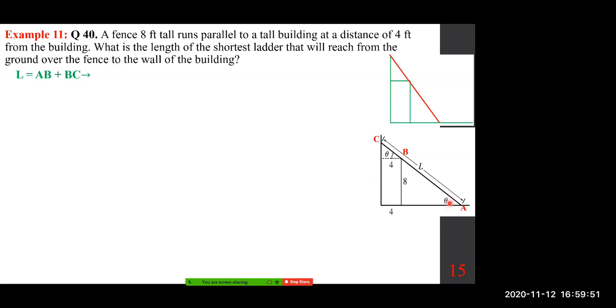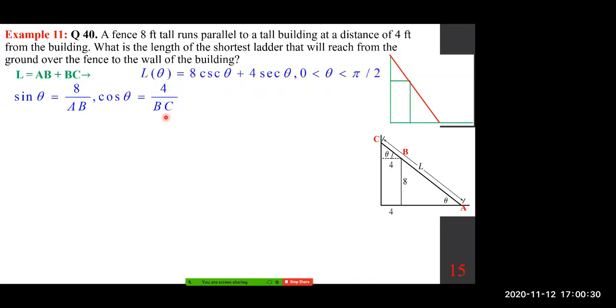If you look at this one, I hope you see that sine theta is the opposite, which is 8, over the hypotenuse, which is AB. If you look at this small one, cosine theta is the adjacent, which is 4, over BC. So take a look at the shapes. Sine theta, 8 over AB. Cosine theta, 4 over BC. This means AB is 8 over sine theta and BC is 4 over cosine theta. So 8 over sine theta is the same as 8 cosecant theta.